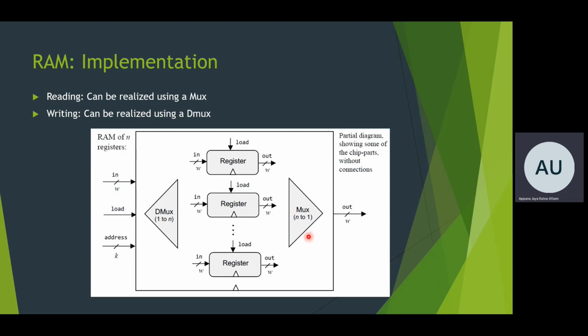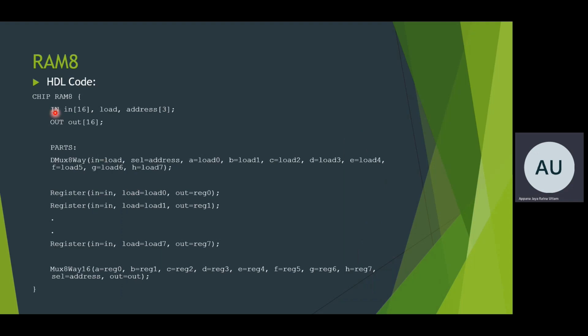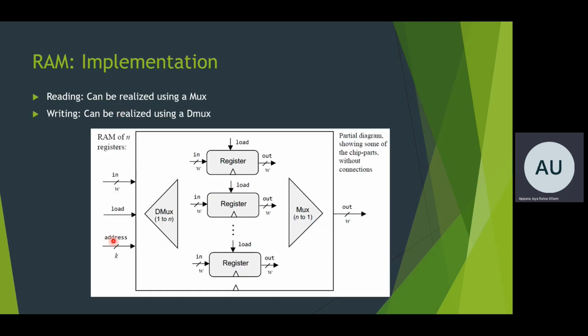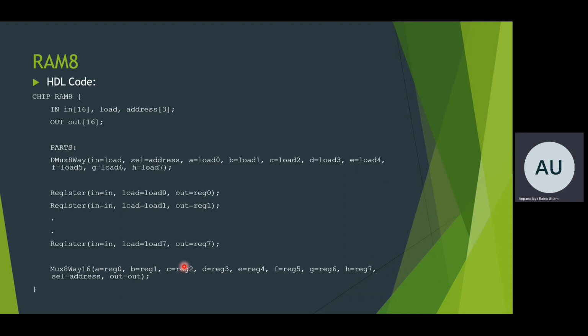Reading can be done with a mux and writing can be done by a demux. So the left side is the input value, where we can find the demux, the load and the address part, and the mux is the output part. We have two inputs here again, input and load, and the address is k bits. So on the basis of k, we can get the RAM implementation.